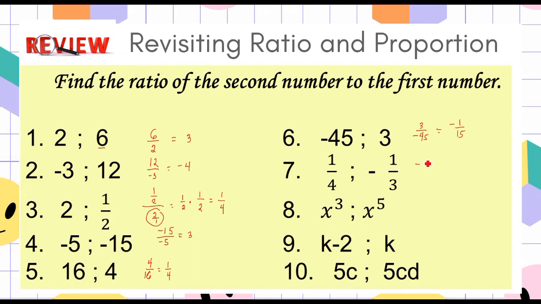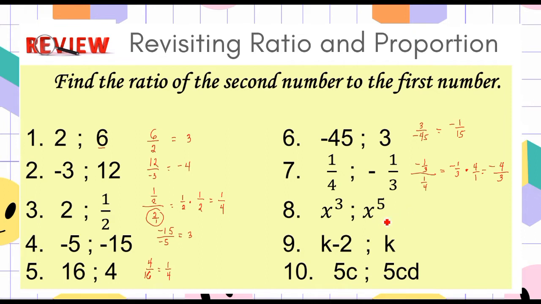Next, we have negative 1/3 divided by 1/4. So, again, i-apply po natin yung from division, gagawin natin siyang multiplication. So, i-rewrite lang po natin as negative 1/3 times 4/1. So, magiging, since magkaiba po ng sign, it will become negative. 1 times 4 is 4. 3 times 1 is 3. So, the answer is negative 4/3.